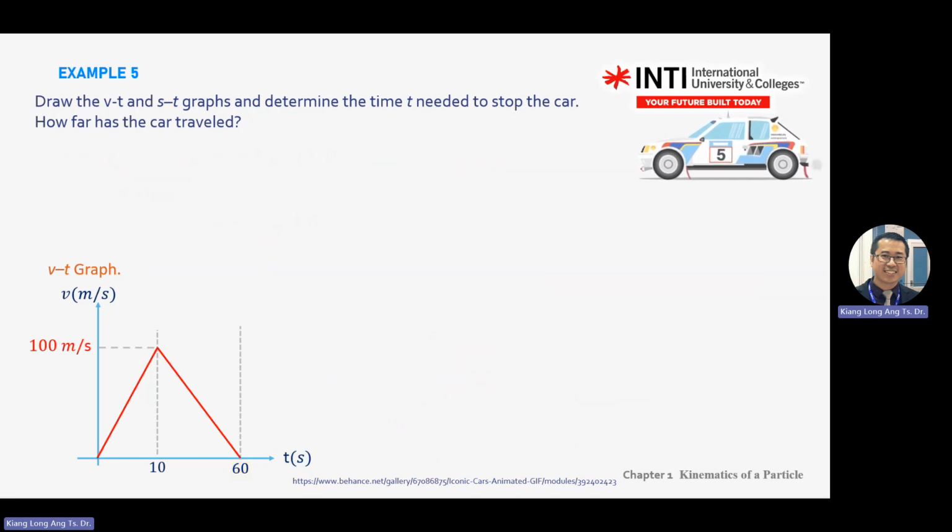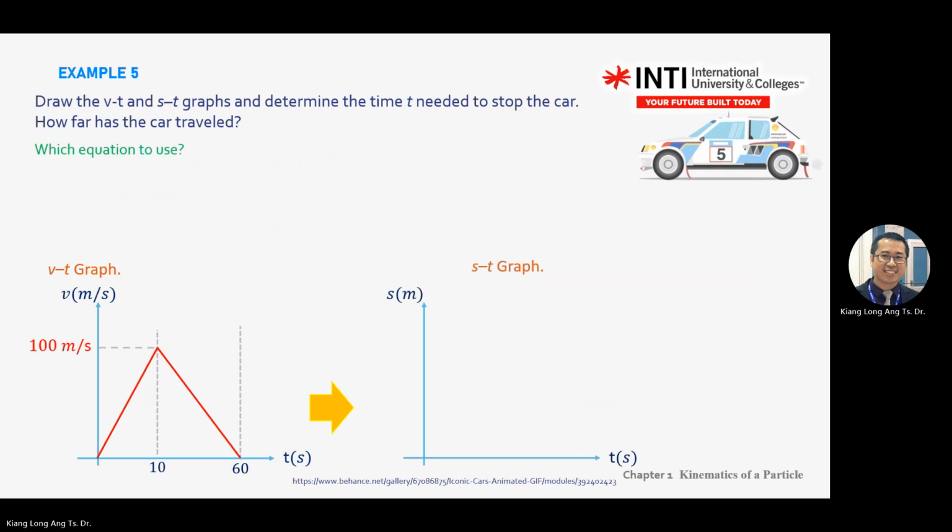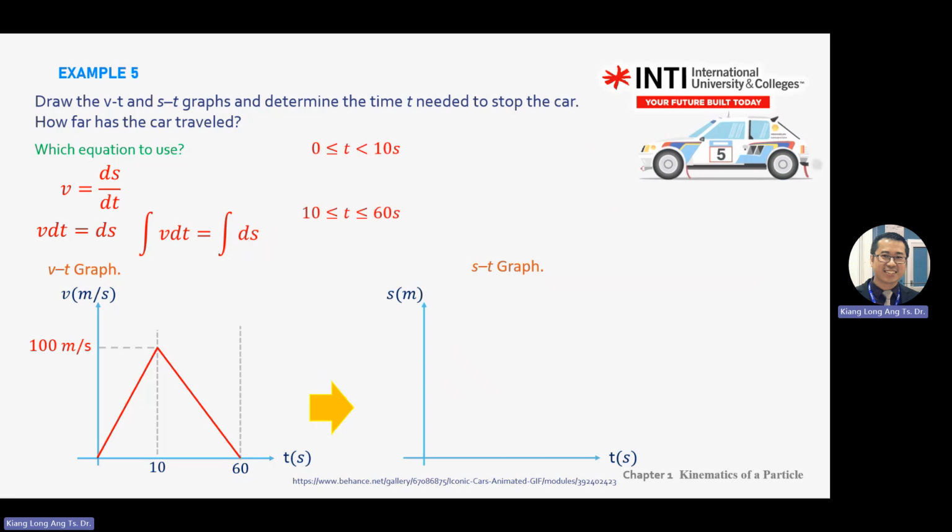Okay, do the same for acceleration. Sorry, for s versus t. This one I think I give you as homework. Homework. You have class, no class, right? No more class. Okay, this one I go very fast. You can mark down the answer if you want.